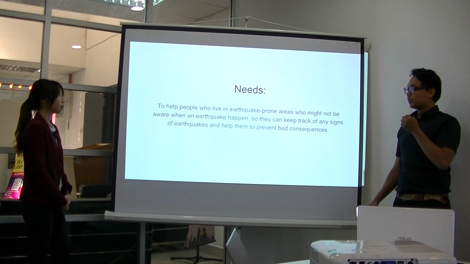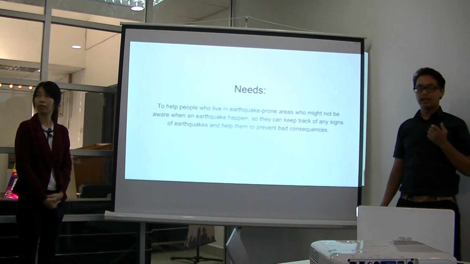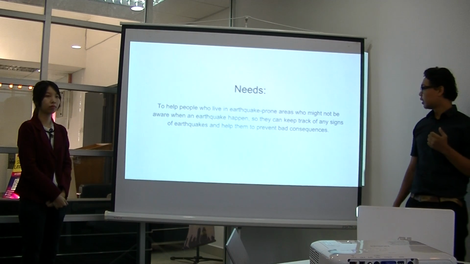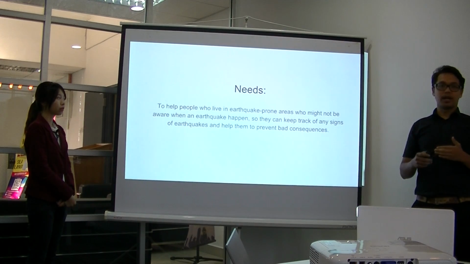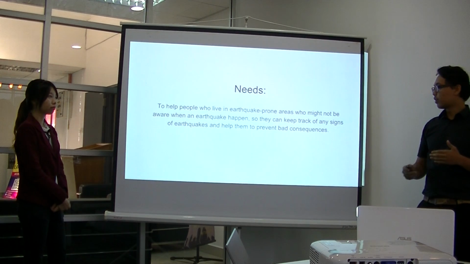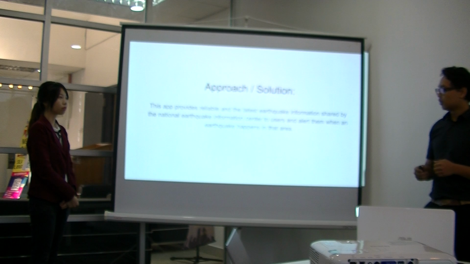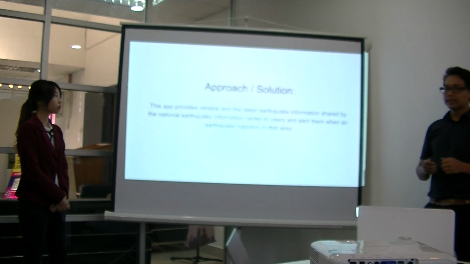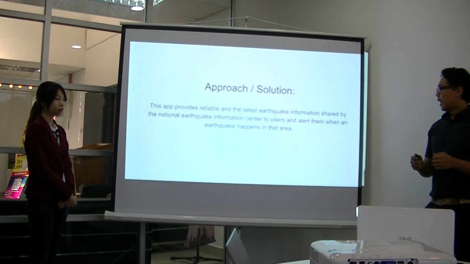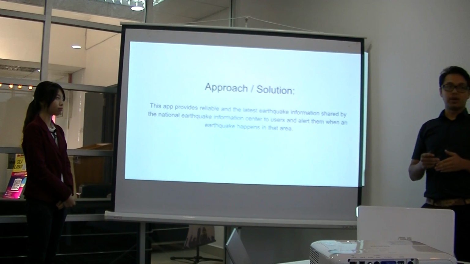Okay. So the need for our app is to help people who live in earthquake areas, where earthquakes will cause a lot of life loss. So we provide them information so they can keep track of what will happen next in the earthquake. So next is the approach for our solution. Our application also provides reliable and the latest earthquake information that we get from the National Information Earthquake Center to the user, and gives the user a notification alert so they will know when the earthquake will happen.